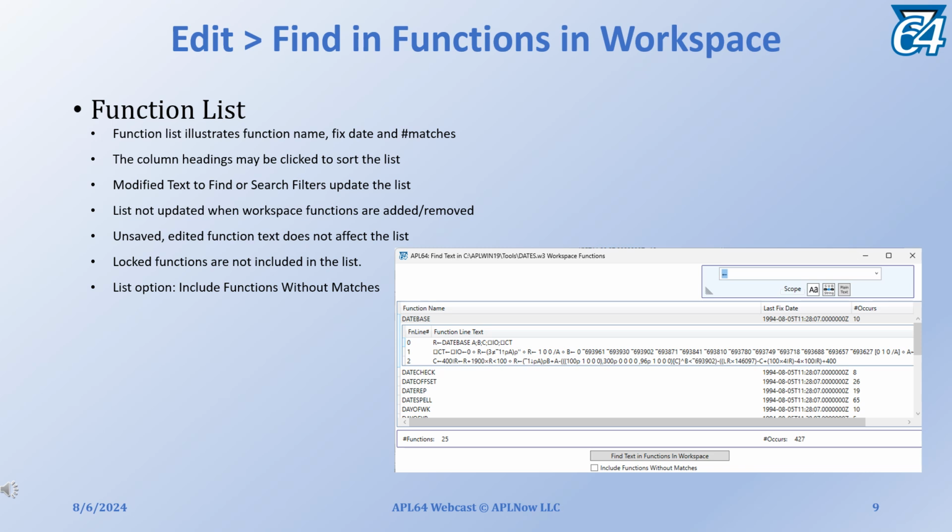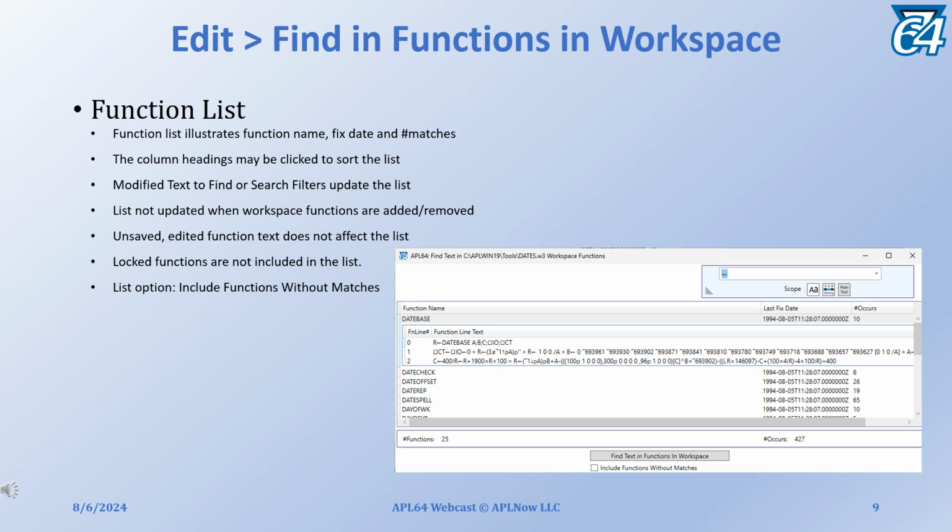If functions are added or deleted from the workspace, the list is not automatically updated. Instead, click the Find Text in Functions in Workspace button to update the list for the added or deleted functions in the workspace. If a function is being edited, but has not been saved, the state of this edited function is not reflected in the list. Locked functions are not included in the list.